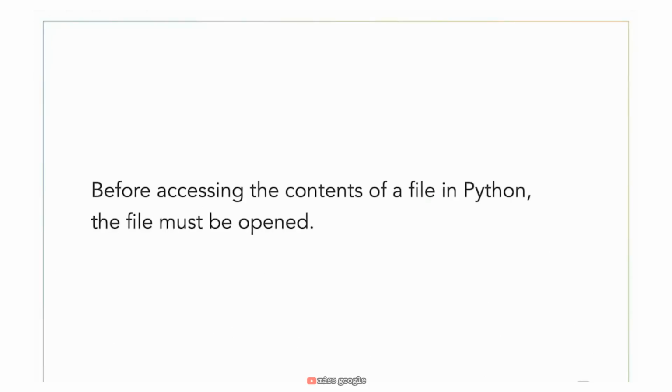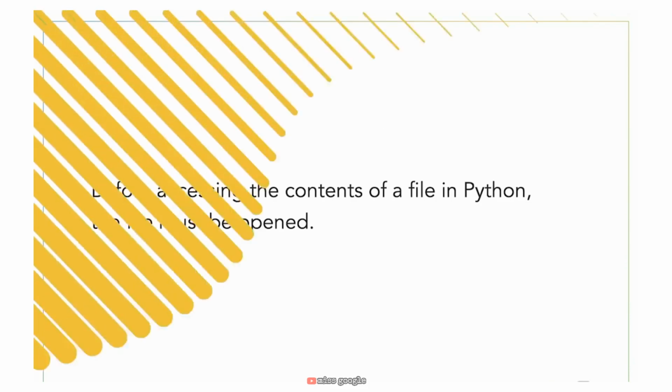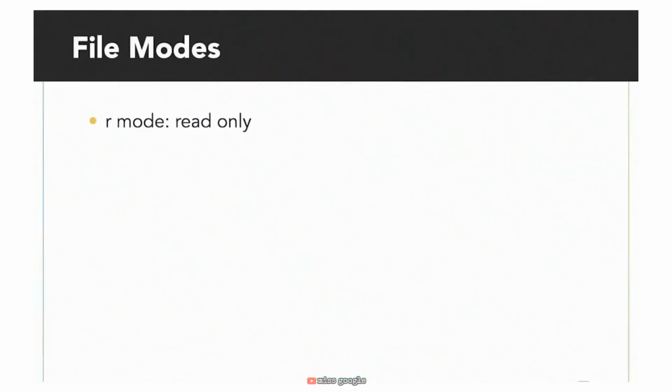Before accessing the contents of a file in Python, the file must be opened. A file can be opened in a few different modes, and the mode defines how its contents can be manipulated and accessed. r mode opens the file in a read-only mode. In this mode, the file's contents can't be changed, but they can be viewed. If the file does not exist, an error is returned.